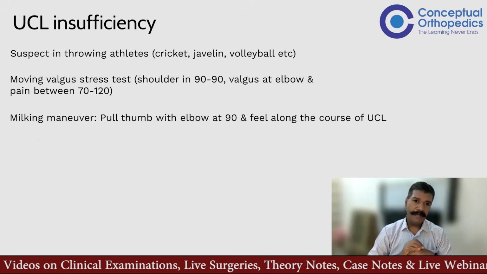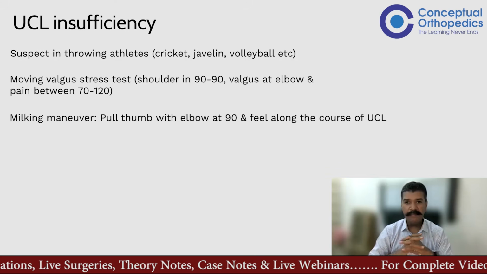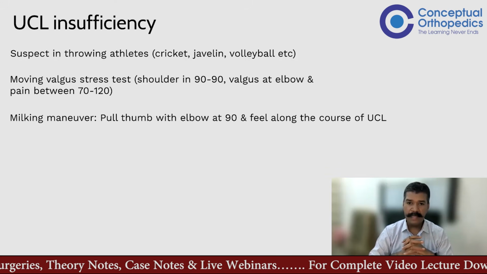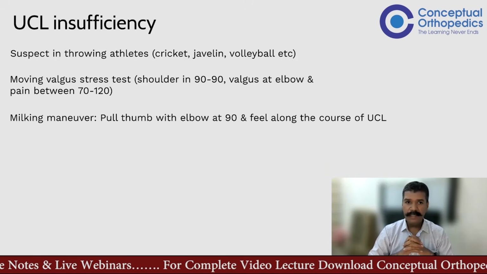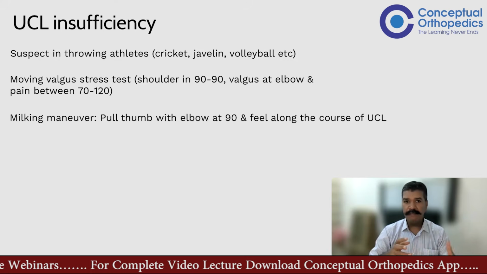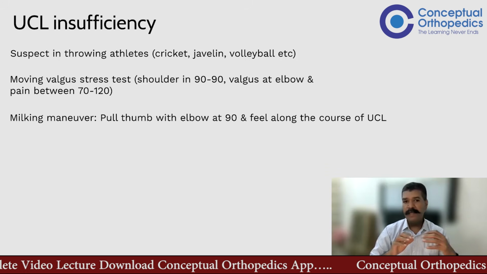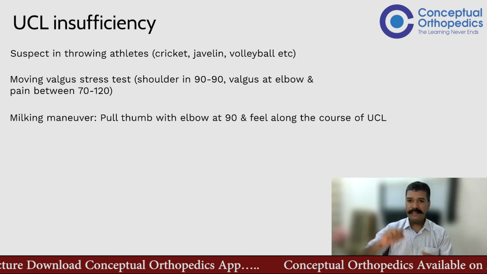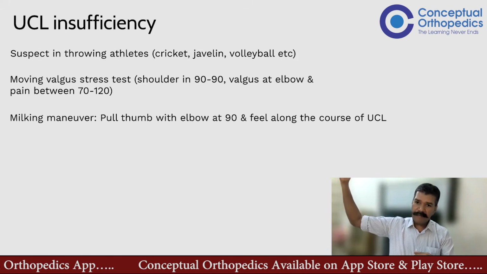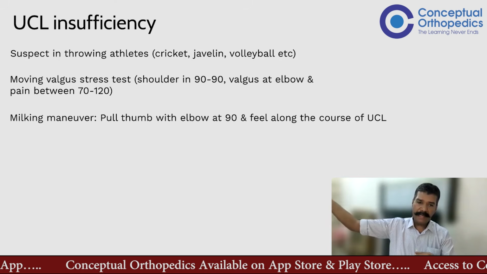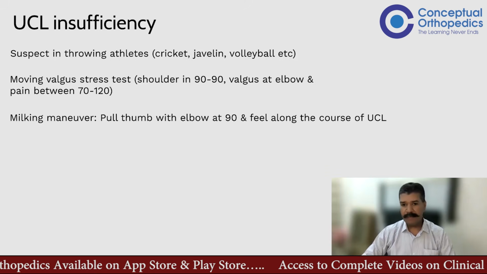Now coming to ulnar collateral ligament insufficiency, it is commonly suspected in throwing athletes, particularly with javelin throw. It is increasing in popularity as a sport amongst youngsters. Now, there are two tests which are routinely done for ulnar collateral ligament insufficiency. One is known as the moving valgus stress test, and the other is known as the milking maneuver. So essentially, in a moving valgus stress, the shoulder is in a position of 90 degrees of abduction and external rotation. You give a valgus stress at the elbow and then you bend and extend the elbow. You will note pain between the arc of 70 to 120 degrees of elbow flexion.